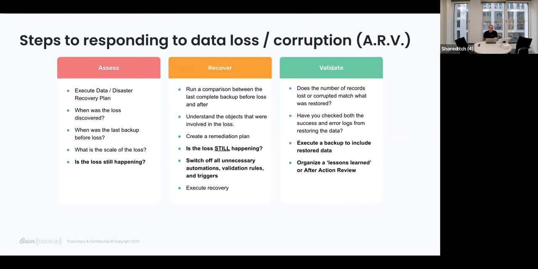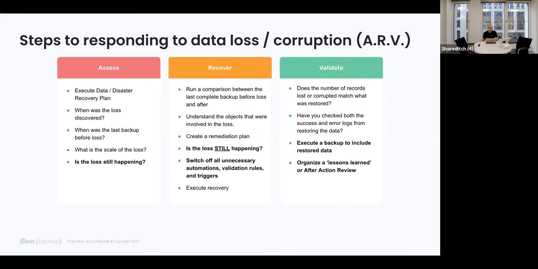And then finally, execute the recovery. Validation, really, really super important. I'll tell you a very quick story. I had a data loss incident not too long ago with a customer who lost 3.3 million opportunities. In that 3.3 million opportunities, they restored about 378,000.